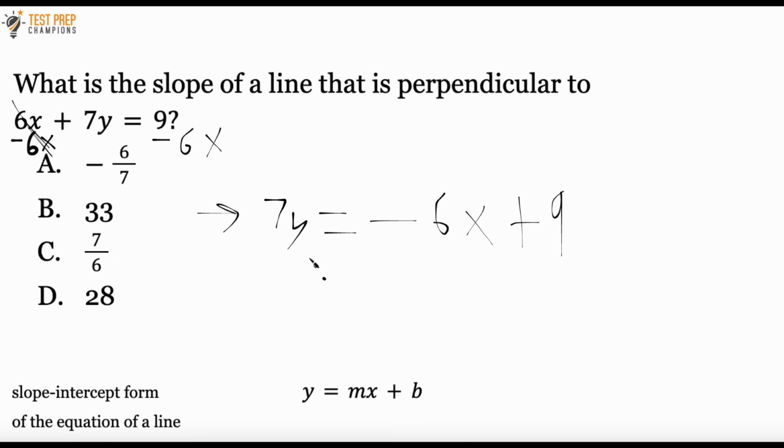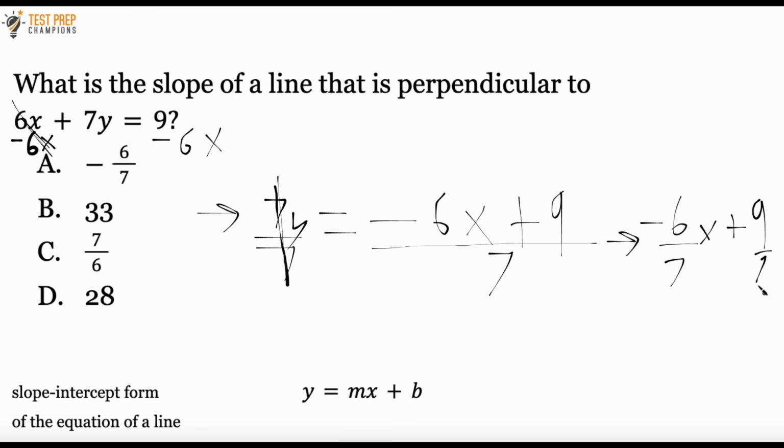So the next step is to divide by 7 on both sides. So 7 divided by 7 gives me 1. 1 times y is just y. Now I want to divide by 7 over here as well. So I can rewrite negative 6x plus 9 over 7 as negative 6 over 7x plus 9 over 7. So what is my slope? Well, the slope is negative 6 over 7.